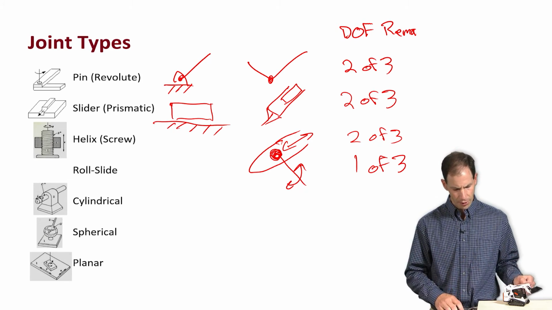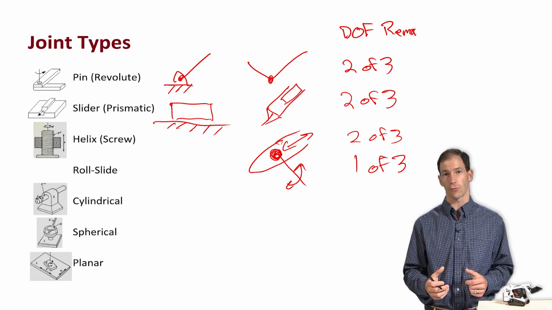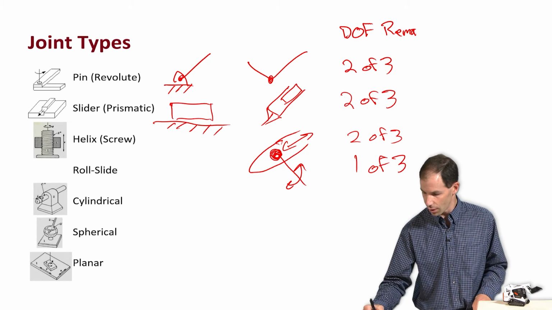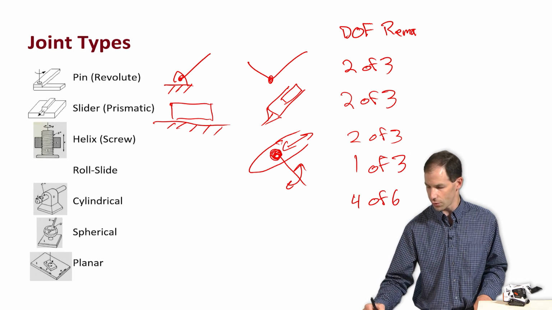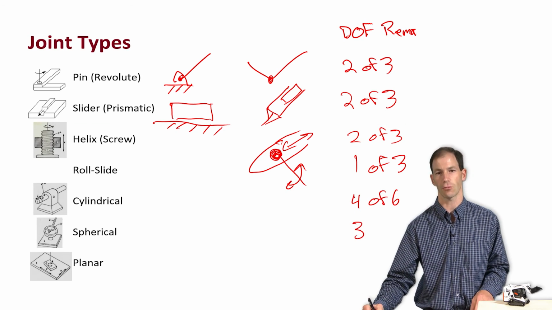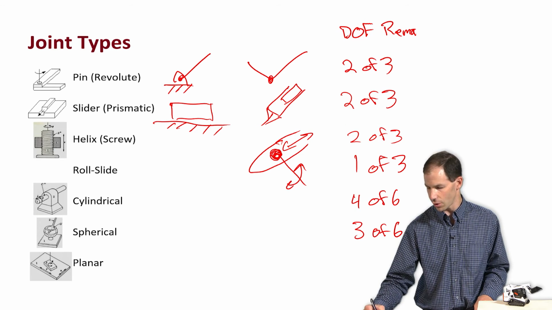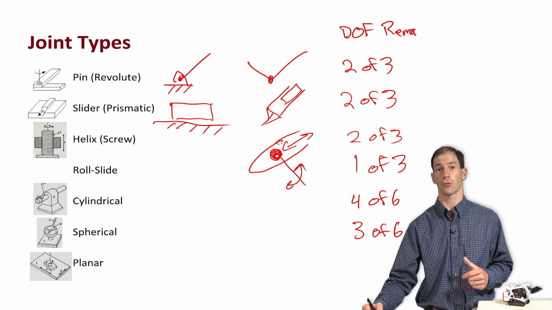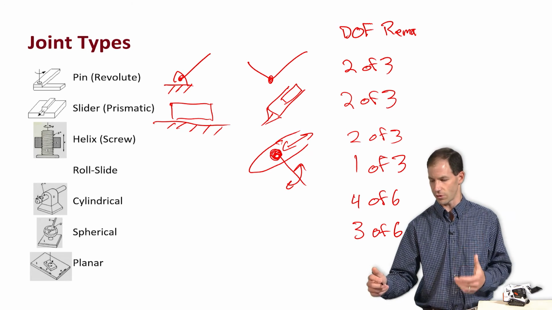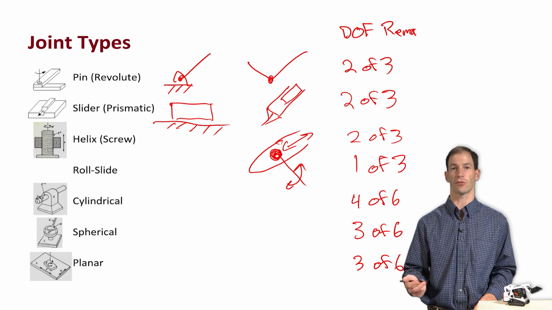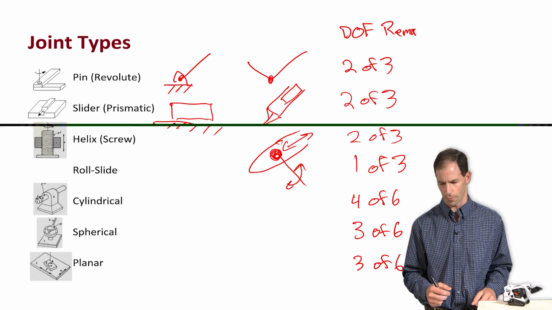When we get into these last 3 joints, now we're looking at 6 degrees of freedom, the full 3 dimensions. My cylindrical joint removes 4 of those degrees of freedom, 4 of 6. My spherical joint removes 3, the X, Y, and Z, but it allows 3 rotations. And my planar joint restricts 3 of the 6 as well, where I allow 1 rotation and X, Y, so it allows 3 degrees of freedom.